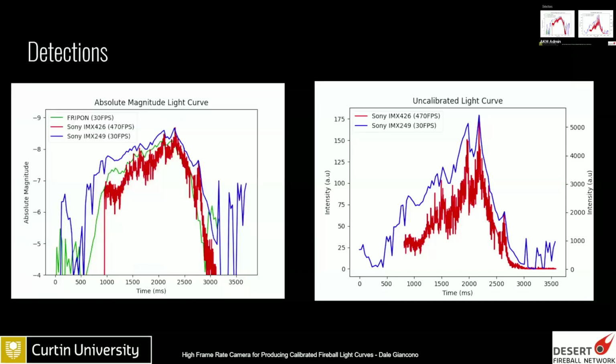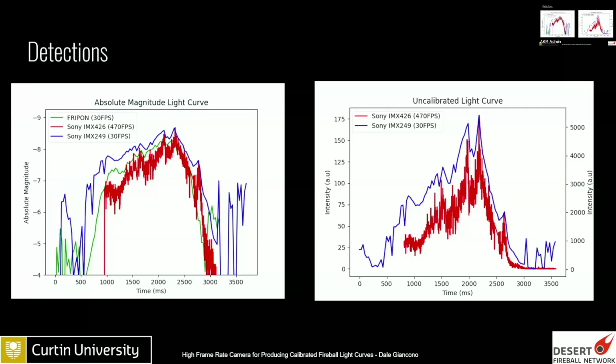We also captured this event with a fripon camera that was located around 300 to 400 kilometers away. We got the absolute magnitude for each system, and there's good agreement between the three systems within plus or minus 0.5 absolute magnitude for the majority of the light curve.